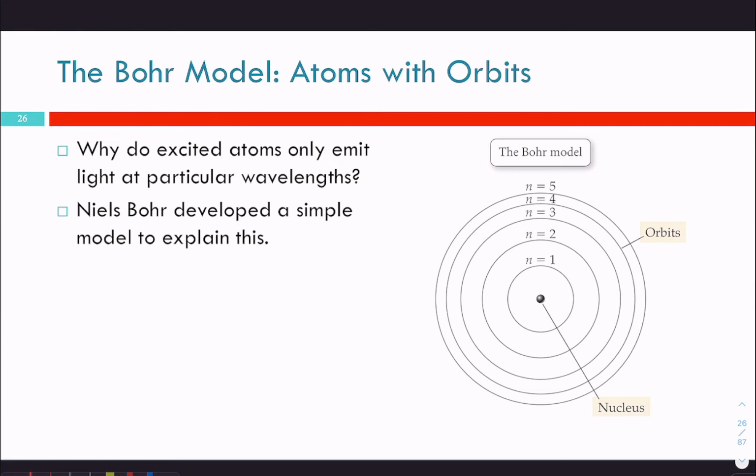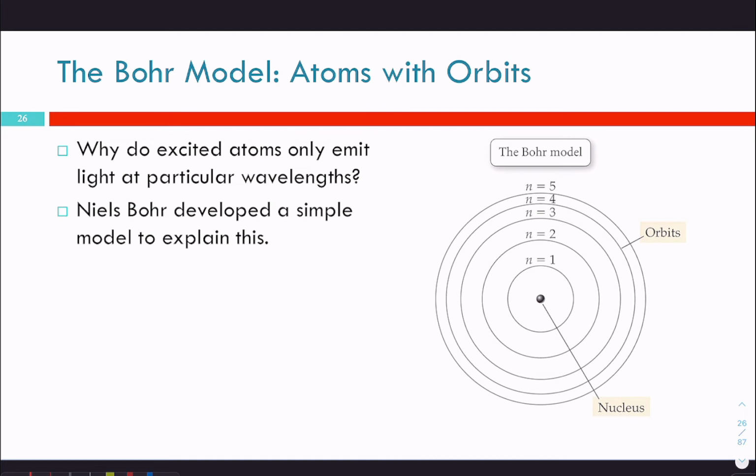At the time, Niels Bohr developed a model to explain this. He said, well, if the electrons around the nucleus can jump to certain energy levels, and only those energy levels, then maybe it's the electrons being excited by the electricity, jumping up to one of these levels, and then as it falls back down, it releases that energy as specific frequencies of light.